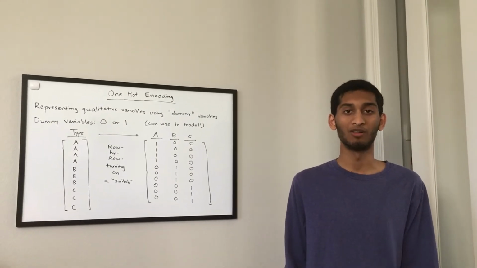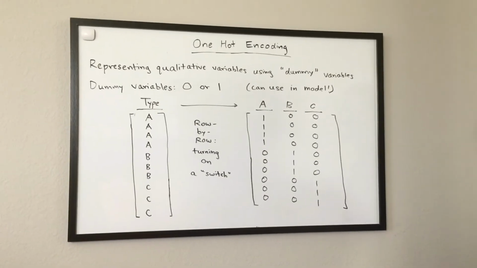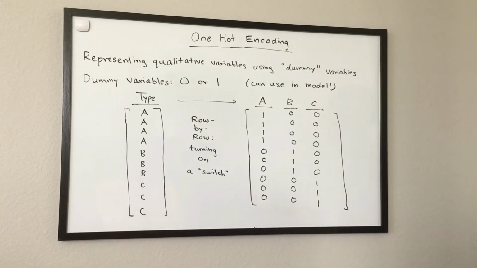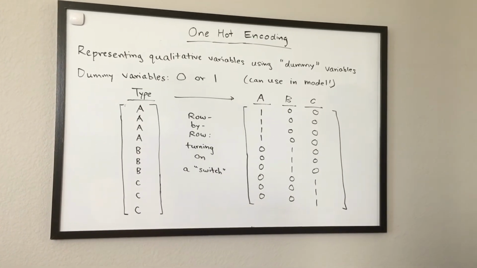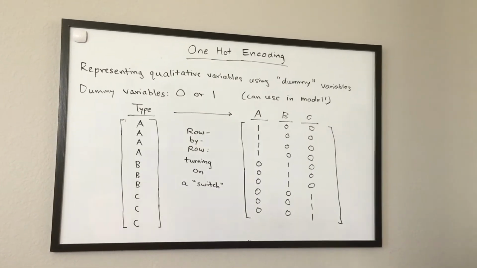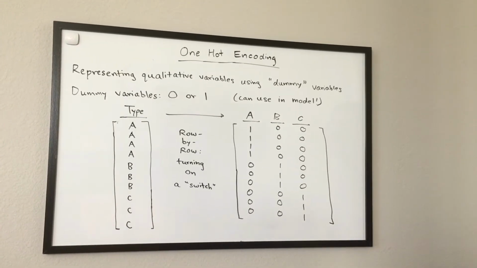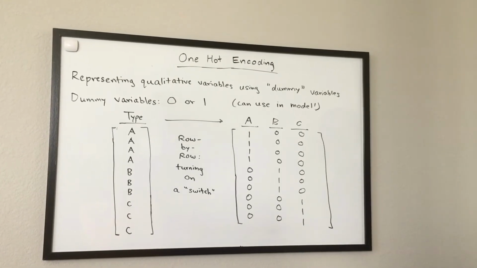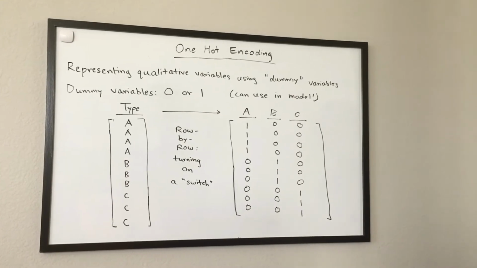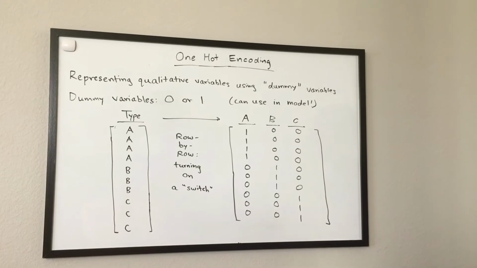Let's look at an example of one-hot encoding. We have here a column of qualitative data labeled type. Type takes on three possible values, or three possible categories, A, B, and C. Therefore, I have used three dummy variables, also labeled A, B, and C. Let's look at the first row of type. The value there is A. Therefore, I'm going to put a 1 in the A column and zeros in the B and C columns in the first row. I'm going to do this for every row where there is an A.